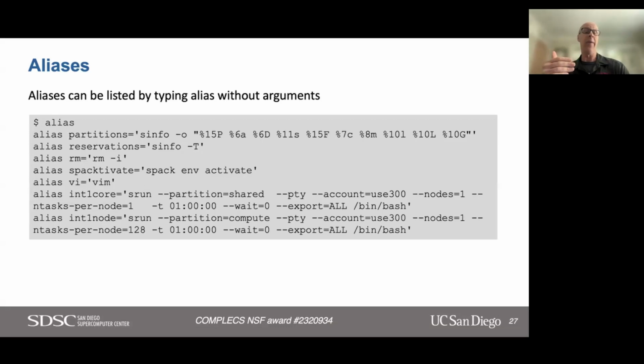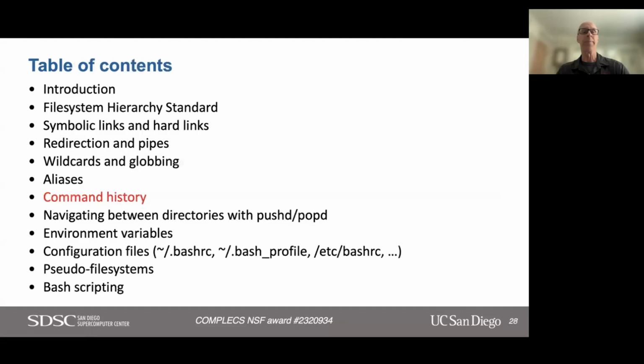So you can see I start off, I have a couple here that I use for slurm. I alias remove to remove -i, and so on. I even set up a couple of aliases at the bottom here to get an interactive core or a node on Expanse. Okay, so we're going to move on to command history.